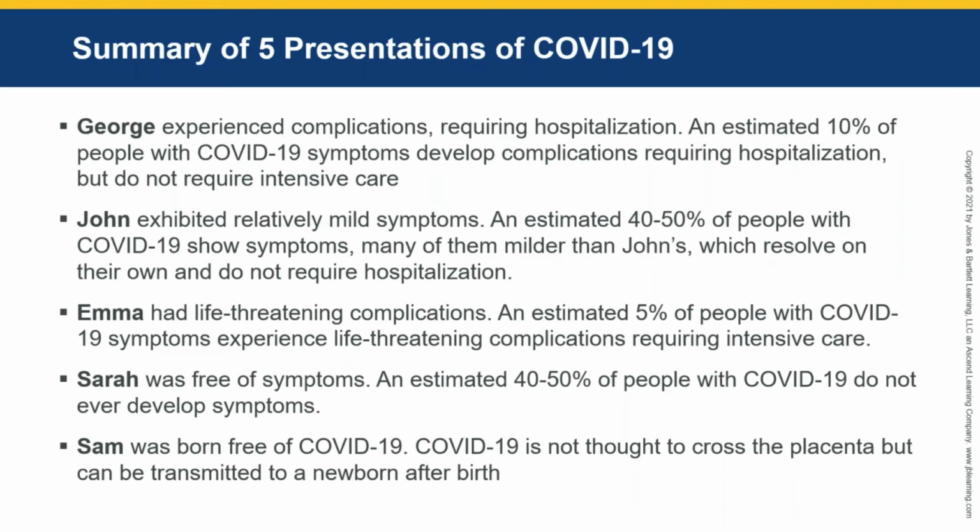John is the most common type, mild symptoms, sometimes no symptoms at all. And then even people with mild symptoms can, in 10% of the cases, go on to what's called long COVID, with a variety of different symptoms that we discuss.